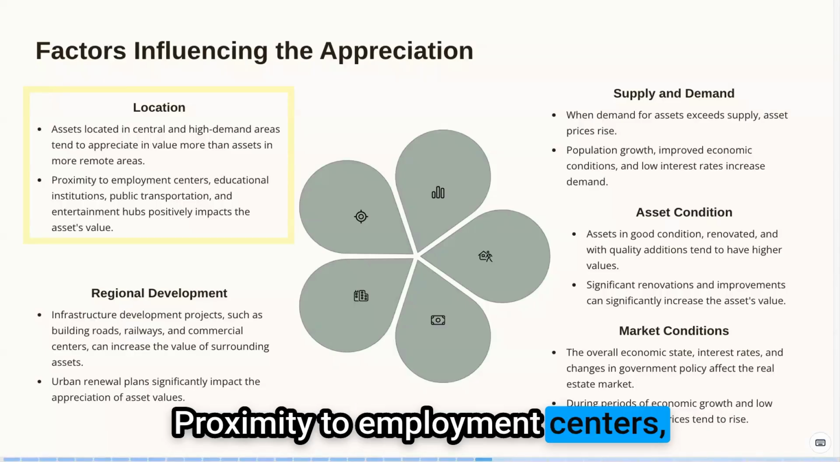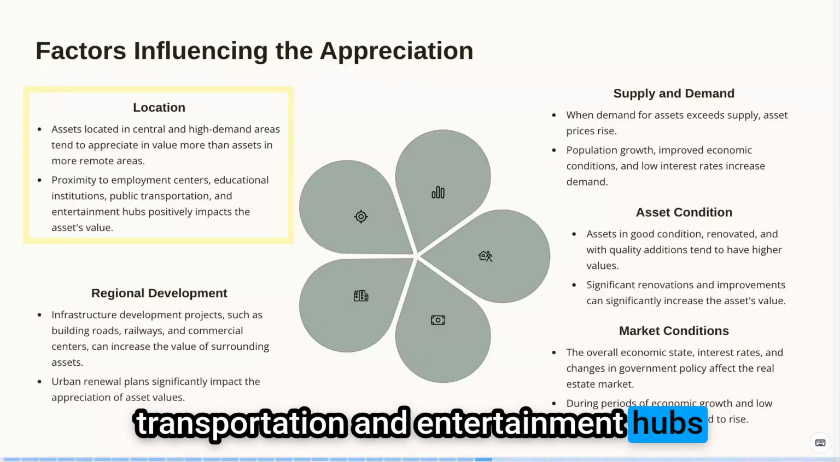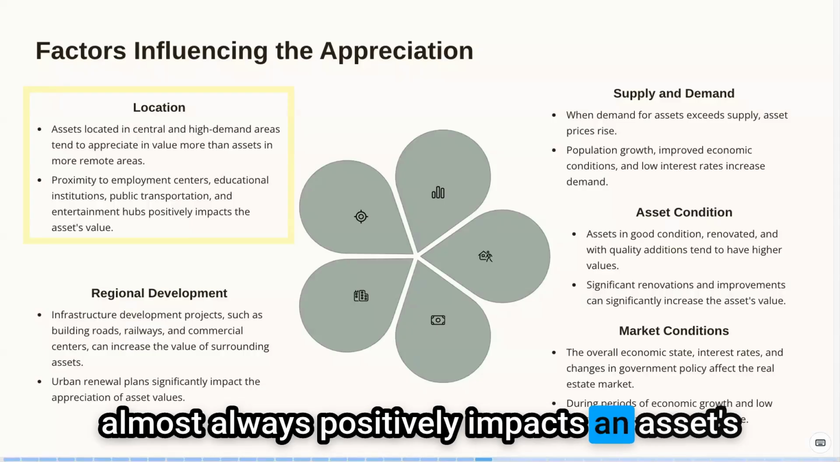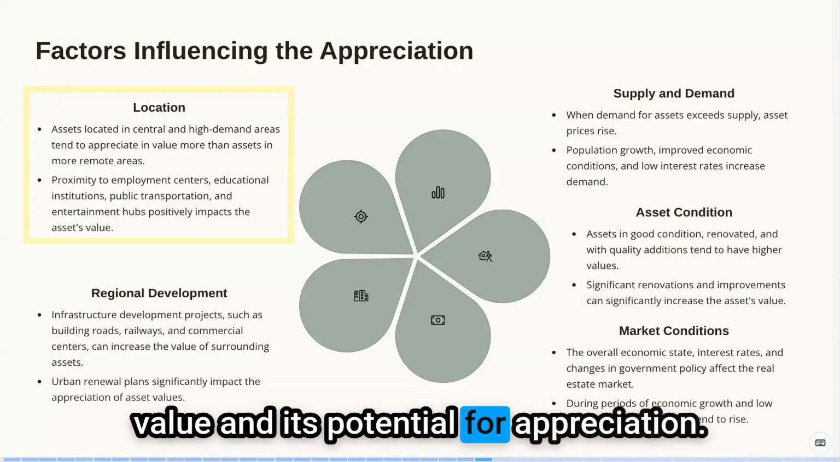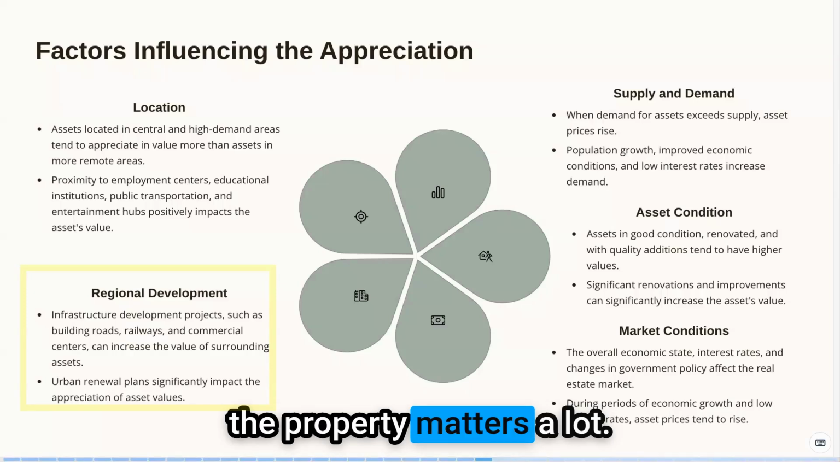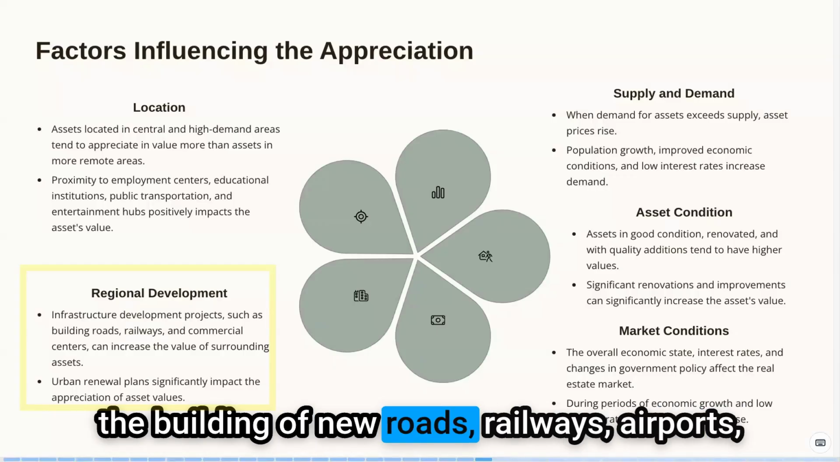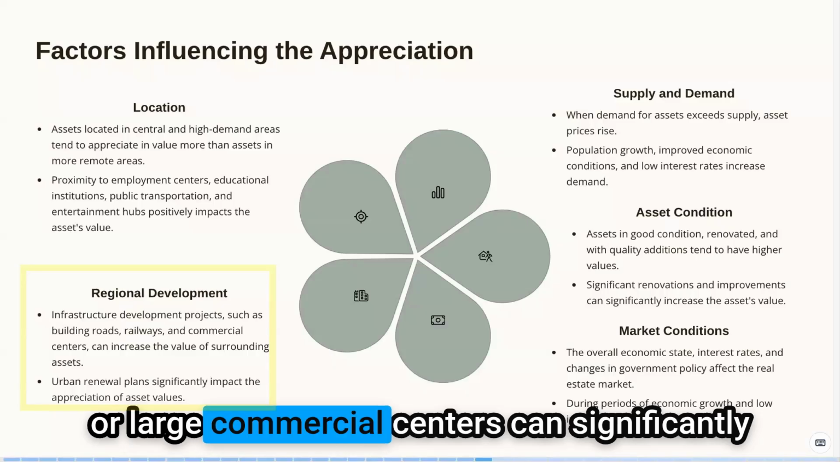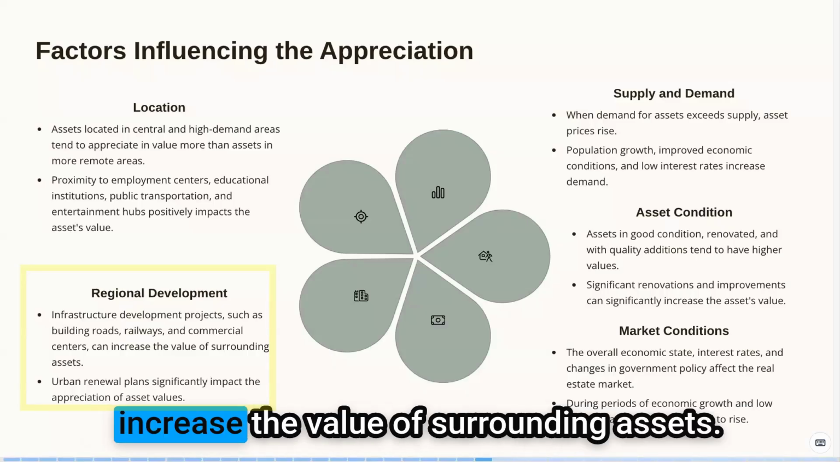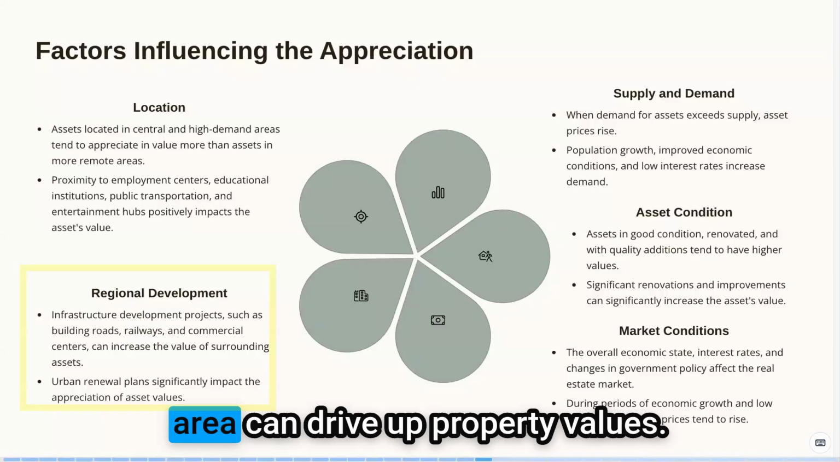Proximity to employment centers, good educational institutions, public transportation, and entertainment hubs almost always positively impacts an asset's value and its potential for appreciation. Regional development. What's happening around the property matters a lot. Infrastructure development projects such as the building of new roads, railways, airports, or large commercial centers can significantly increase the value of surrounding assets. Similarly, urban renewal plans or significant public investments in an area can drive up property values.